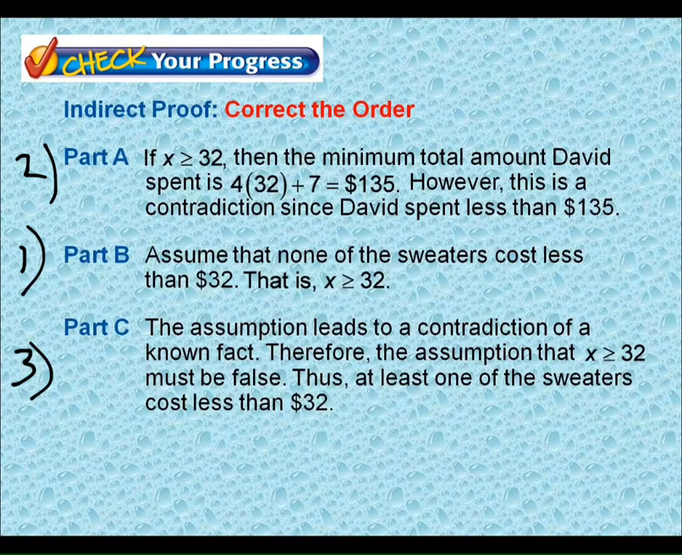So a different type of contradiction here in that it was less than $135. We assumed the opposite, and we got to equal $135. Therefore, there's our contradiction.